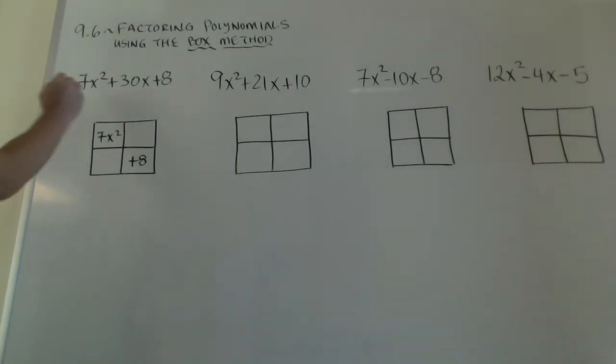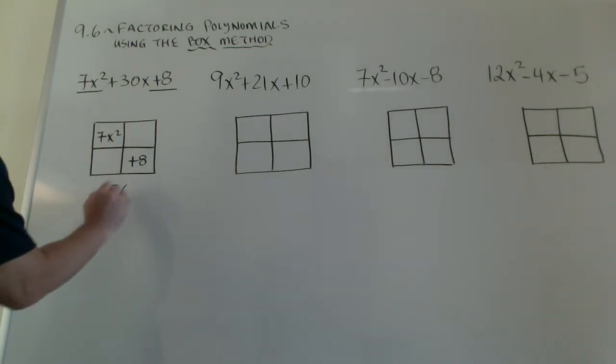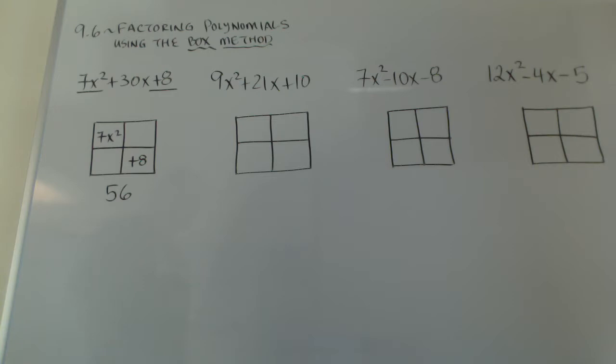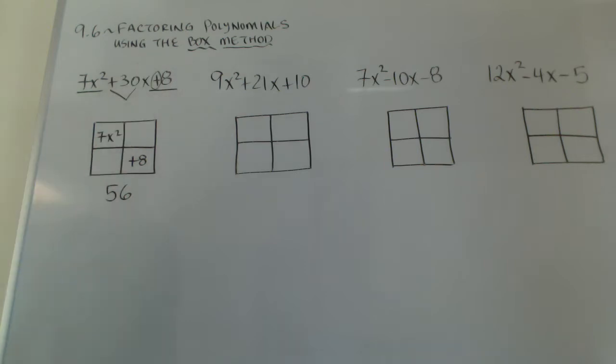The first thing you want to do is take the first term and put it in the top left corner. Then take the last term and put it in the bottom right corner. Multiply those two and find the product, and I get 56, since 7 times 8 is 56. Now I need to find the factors of 56 that add up to 30, because this is a plus 8.